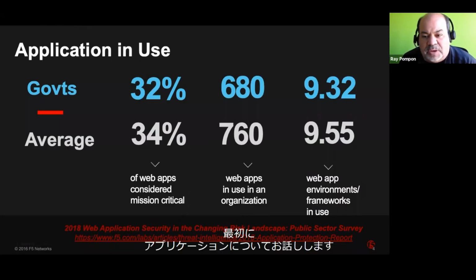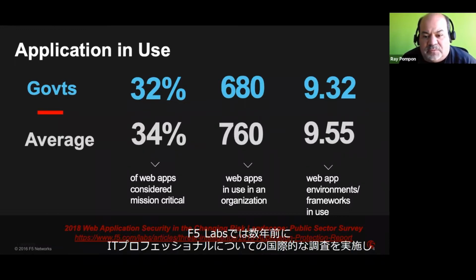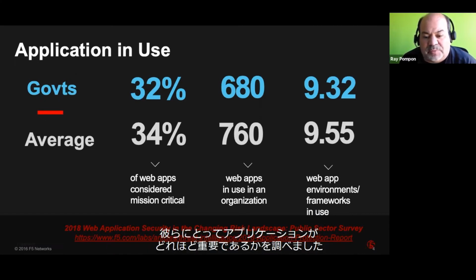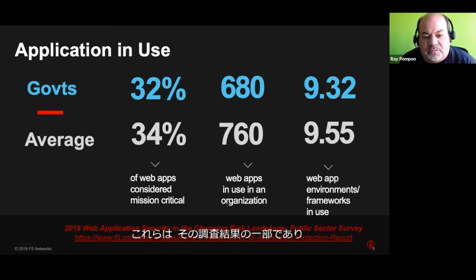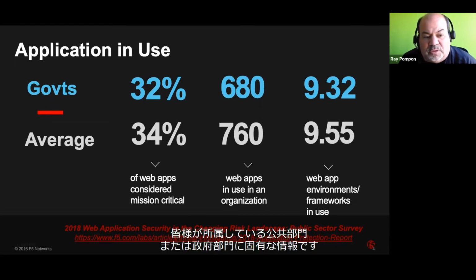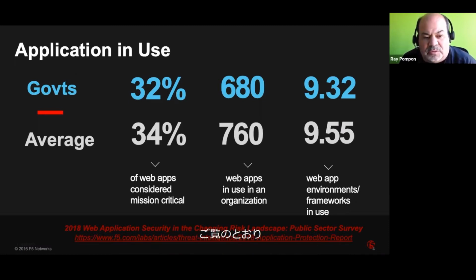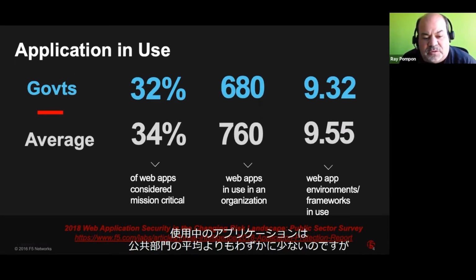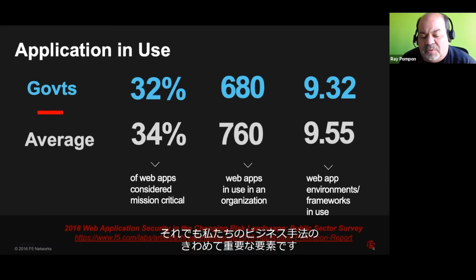So I'm here to talk about applications. Applications are the heart of how we do business now. One of the things we did at F5 Labs a few years ago was an international survey of IT professionals to measure how important applications are to them. These are the results of some of that survey, as well as a slice of information specific to the public sector or government sector, which you are in. So as you can see, the applications in use is slightly lower than average in the public sector, but still a very key critical component of how we do business.